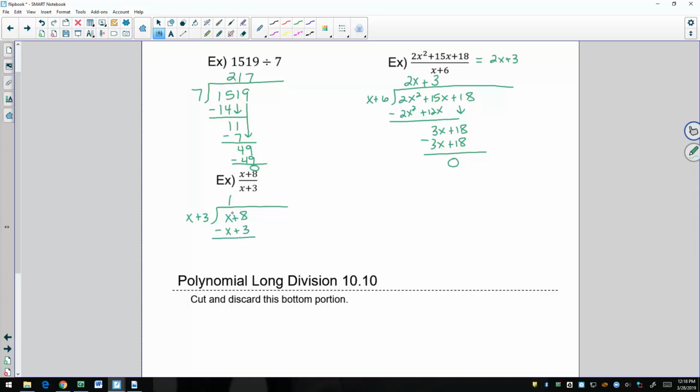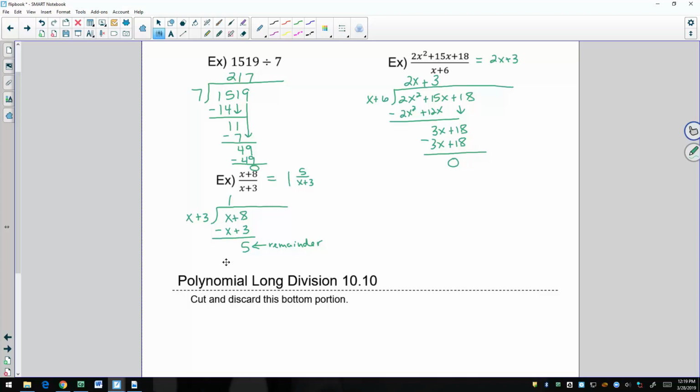Now subtract down. The x's go away, but 8 minus 3 is 5. You cannot multiply x by anything to turn it into 5, so that is when you know you are done. 5 is your remainder. So to write your final answer, here's how you would write it. So x plus 8 divided by x plus 3 turns out to be 1 with a remainder of 5 over, we were dividing by x plus 3. Okay, so it's 1 and 5 over x plus 3.